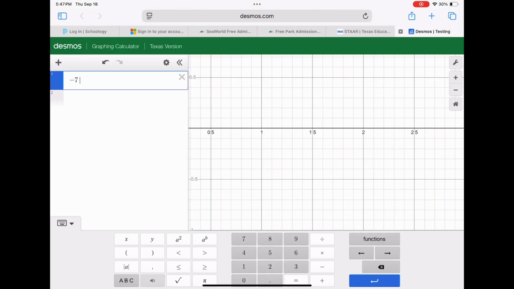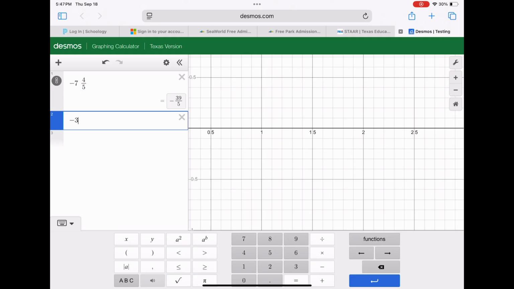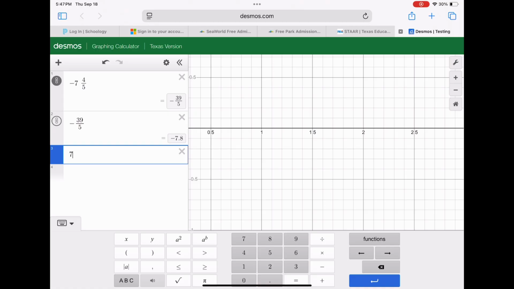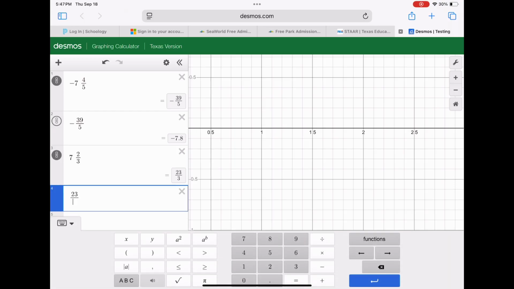A reminder on how to put these mixed fractions in decimals is just putting the whole number, -7, and then put a space before you put the fraction. So -7 space 4/5. And then you can click on the fraction button so that it can give you an answer. And once you have an improper fraction, you have to put it in the next line so that it can give you the decimal. And do the same thing for all of them.